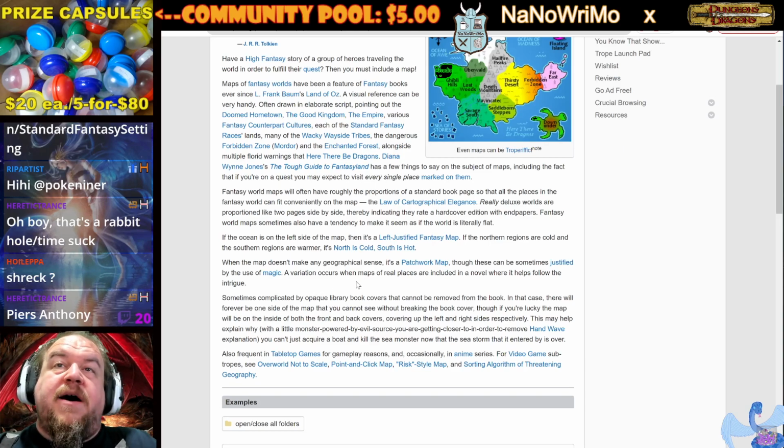Sometimes complicated by opaque library book covers that cannot be removed from the book. In that case, there will forever be one side of the map that you cannot see without breaking the book cover. Though if you're lucky, the map will be on the inside of both the front and back covers, covering up the left and right sides respectively.